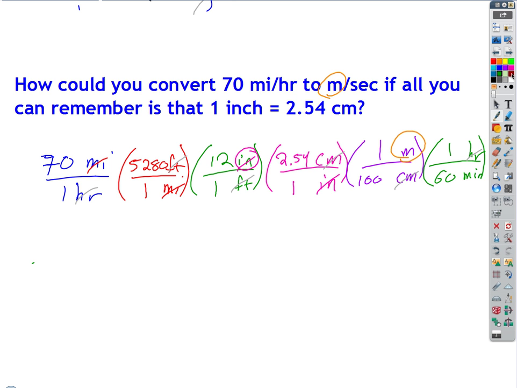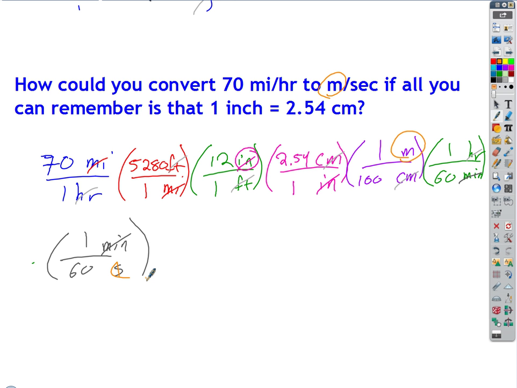Times, let's see, what are we going to do? How about gray? We haven't had gray in a long time. Okay, so now we've got minutes on the bottom. We want to cancel the minutes, top and bottom, and get seconds, right? 1 minute is 60 seconds, and we're there. Finally, we're there. Now we've got seconds on the bottom, right?